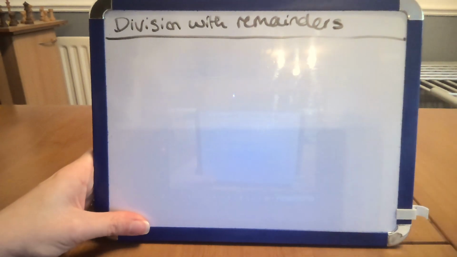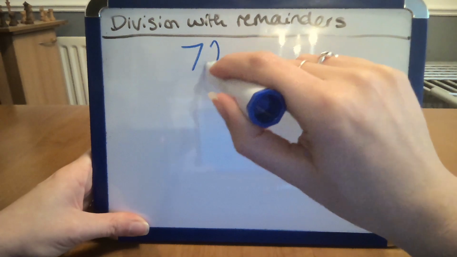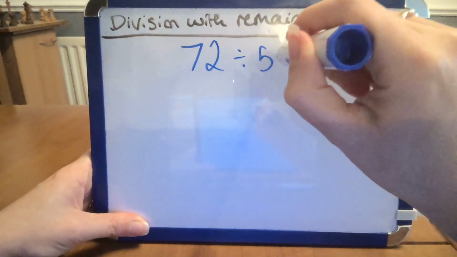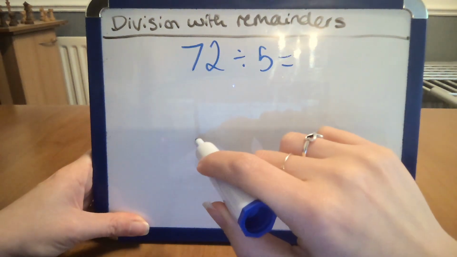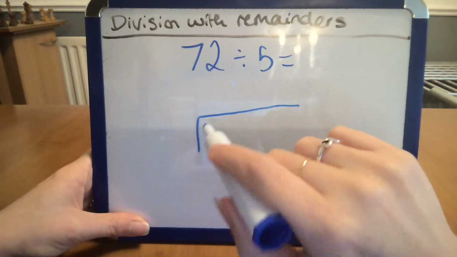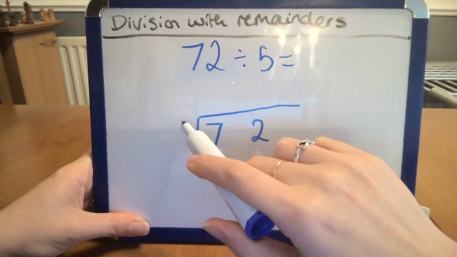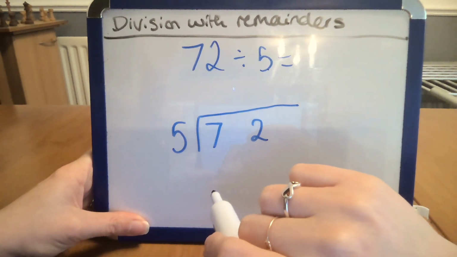This video will be going over how to do division with remainders. So our first question is 72 divided by 5. We draw our bus stop, and then the first number in the sum gets to the bus stop first, so it gets to go inside. The second number in our sum has to wait outside the bus stop.